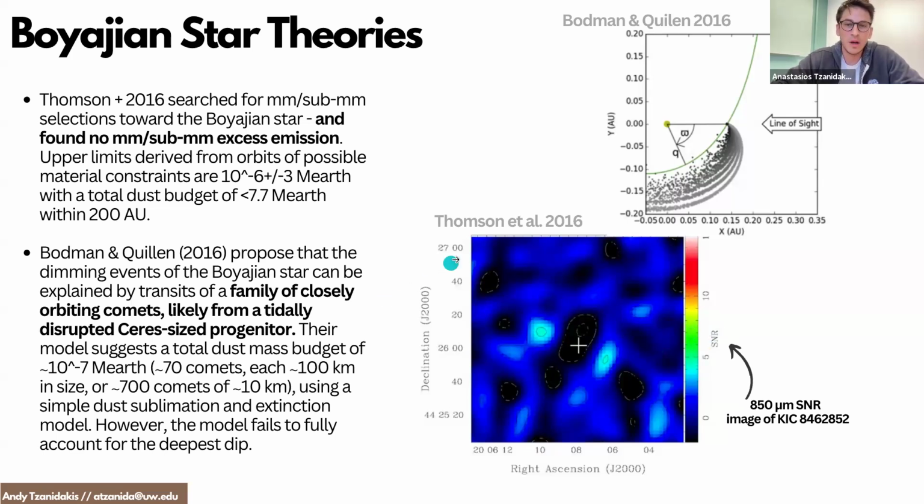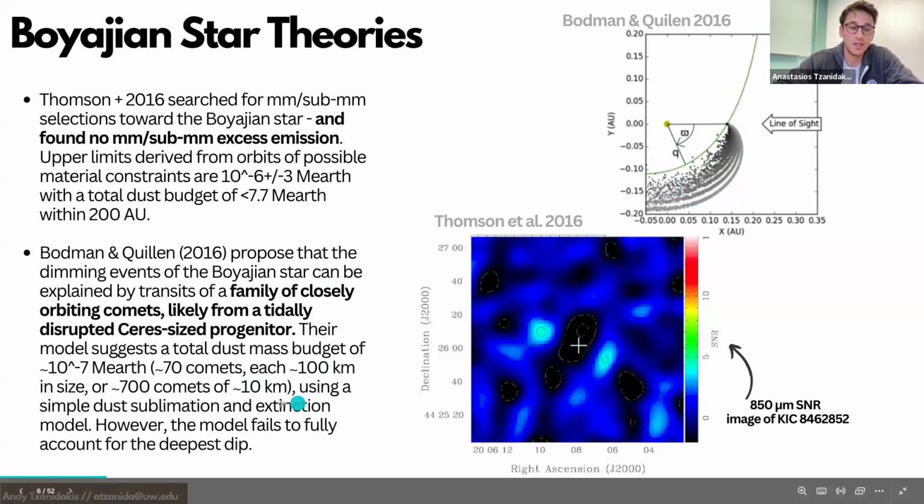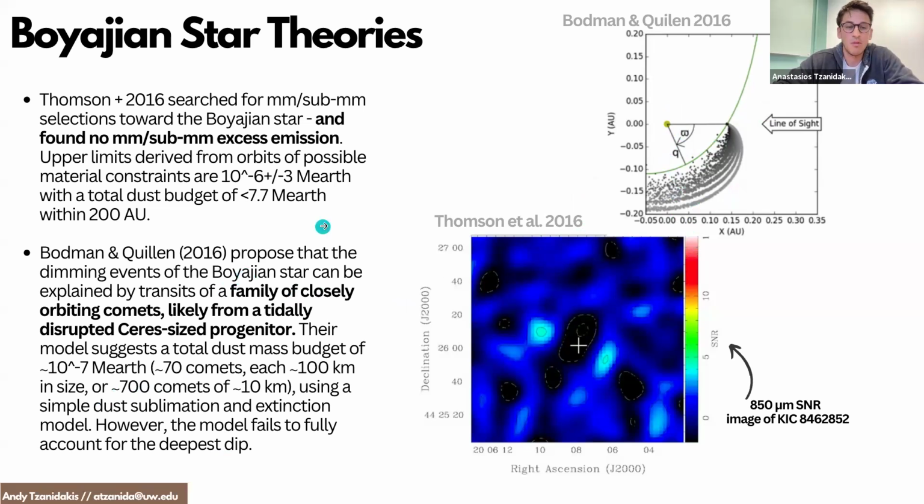There has been some simulated work by Bodman and Quillen, where they ran a suite of n-body simulations to see what could be causing these dimming events, specifically smaller particles or planetesimals going around the star. And what they found was that the dimmings seem to be consistent with a family of closely orbiting comets, which were most likely tidally disrupted from the primary star, and they believe that the object was something like a Sirius-sized progenitor. This resulted in their simulations in about 10 to the minus 7 Earth masses, which is roughly comparable to what we're finding in the observations.